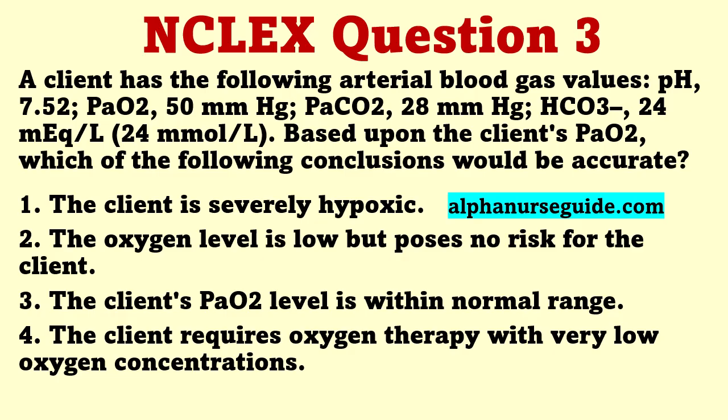A client has the following arterial blood gas values. pH is 7.52. PaO2 is 50. PaCO2 is 28. HCO3 is 24 milliequivalents per liter. Based upon the client's PaO2, which of the following conclusions would be accurate? 1. The client is severely hypoxic. 2. The oxygen level is low but poses no risk for the client. 3. The client's PaO2 level is within normal range. 4. The client requires oxygen therapy with very low oxygen concentrations.